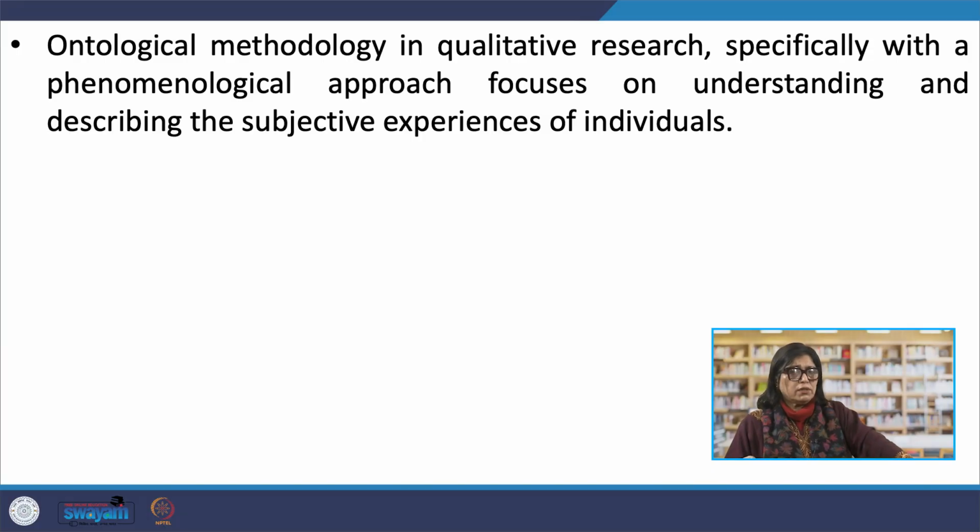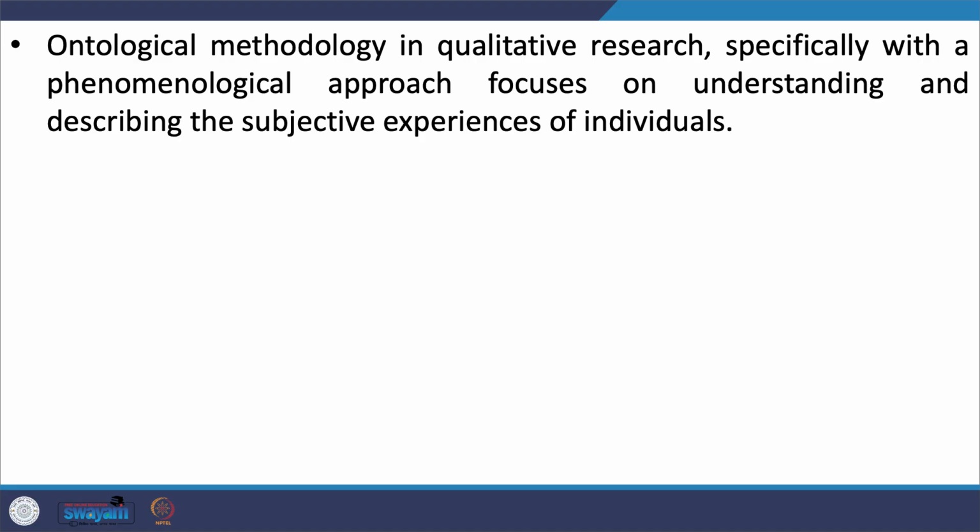So, ontological methodology in qualitative research, specifically with a phenomenological approach, focuses on understanding and describing the subjective experiences of individuals.